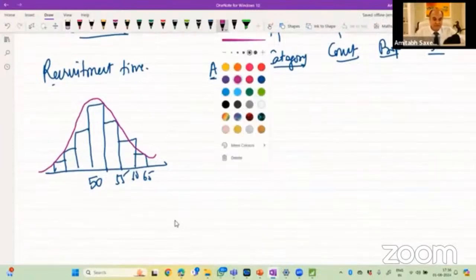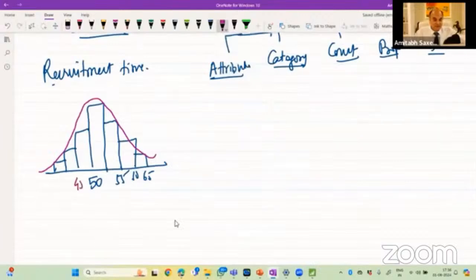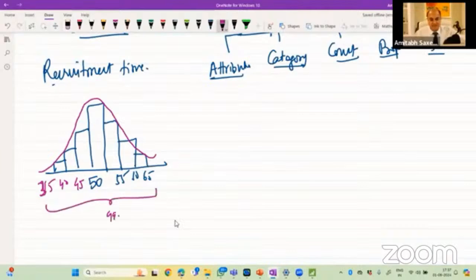If I convert this, so here 45, 40 and 35, just to complete. So most of your recruitments are taking between 35 to 65 days. 99% of your recruitments, to be very precise, 99.73% of your recruitments, will be taken within some limits, within the normal curve. Almost 100% of your population. I'm talking about the population, not the sample.